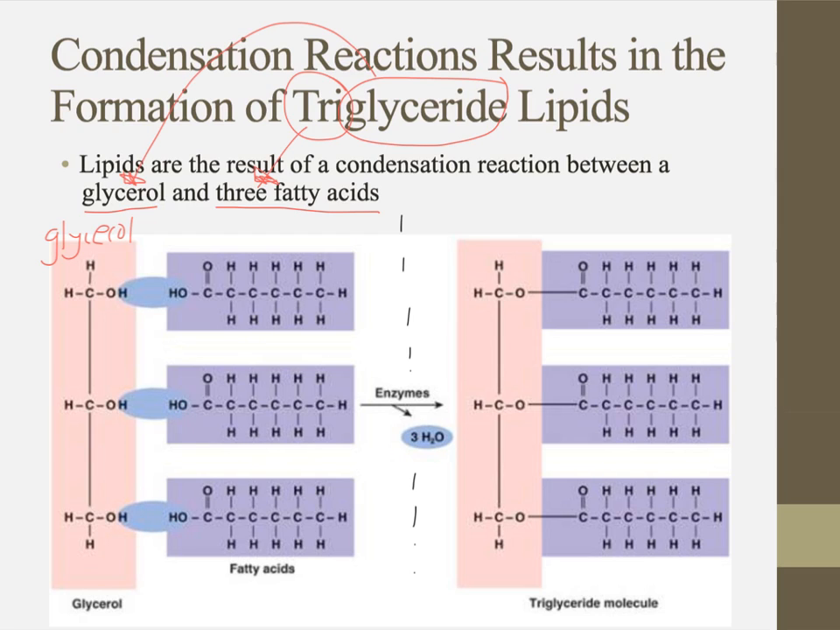So we need to note that. Whether or not you choose to write the word enzymes there is fine. Of course, with any biological reaction, this involves enzymes, but it doesn't really have anything to do with your understanding of a condensation reaction. This, however, is super duper important.